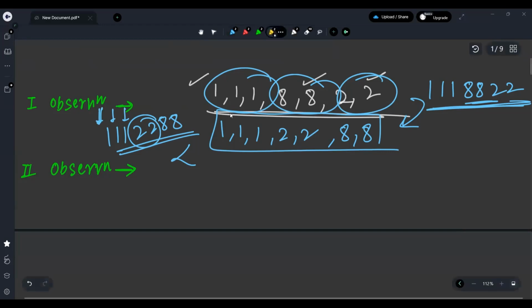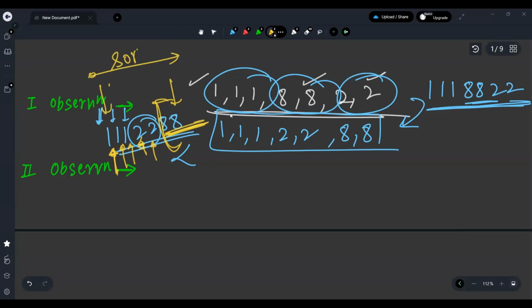In the other way, I can say that I have to keep the smallest number at the front as much as possible. So this is the first observation. Also, we can say we have to keep the greatest number behind as much as possible. We have to keep the smallest number ahead, which means we have to keep the digits in sorted position.